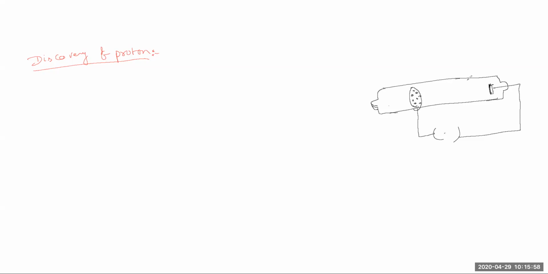See this electric discharge tube, a rough diagram, and I'm drawing the rough diagram. Try to understand this. It is the same as J.J. Thomson's electric discharge tube, with a slight modification. What is the modification? This is the anode. Anode means positive charge. So what is the cathode here? This is the perforated cathode.